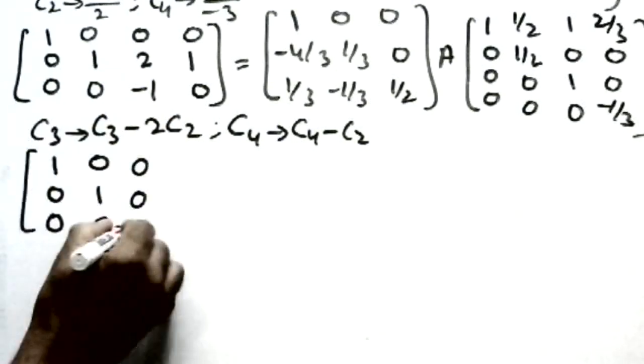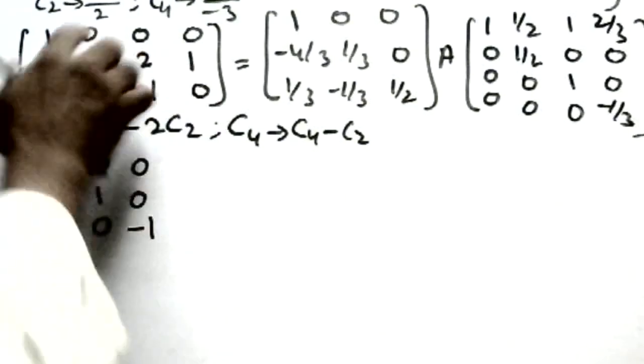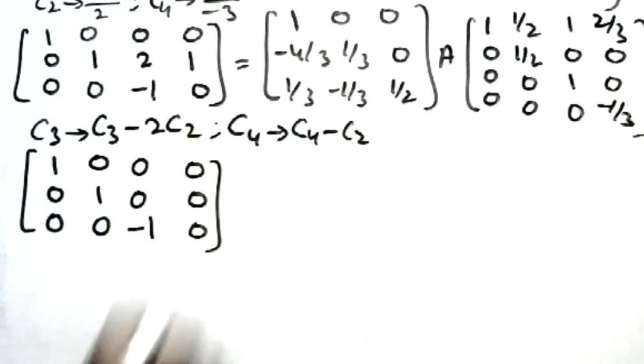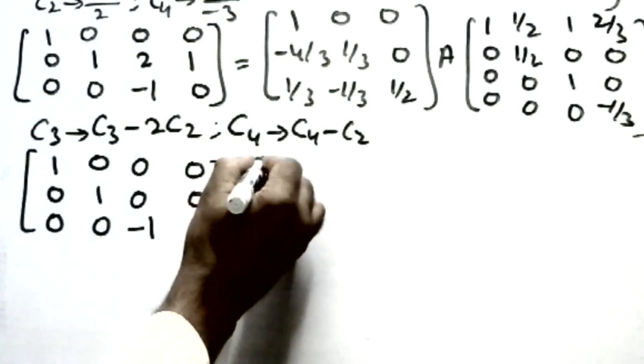2 minus 2 ones are 2, 0. Minus 1 minus 0 will be minus 1. And C4 minus C2: 0 minus 0 is 0, 1 minus 1 is 0, 0 minus 0 will get this one. So what is left here?